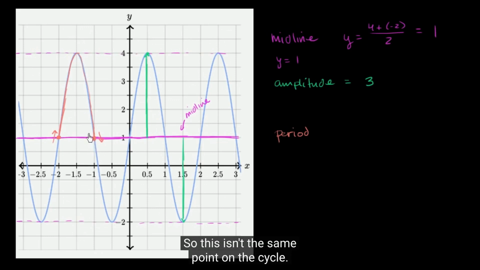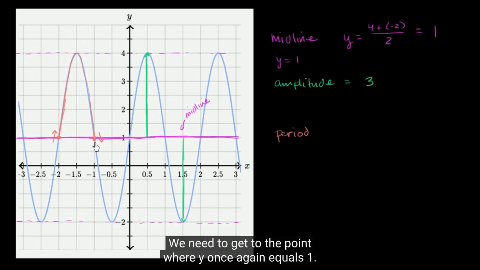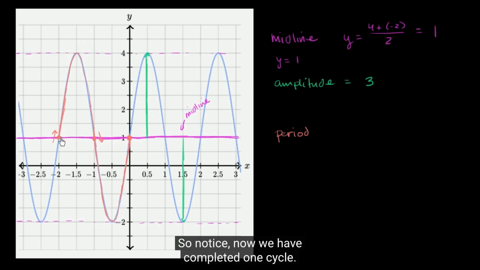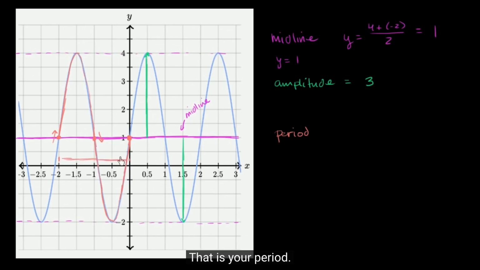So this isn't the same point on the cycle. We need to get to the point where y once again equals 1, or we could say, especially in this case, we're at the midline again, but our slope is increasing. So let's just keep going. So that gets us to right over there. So notice, now we have completed one cycle. So the change in x needed to complete one cycle, that is your period.